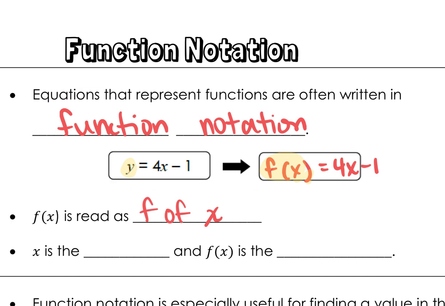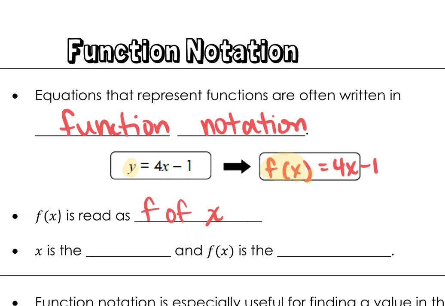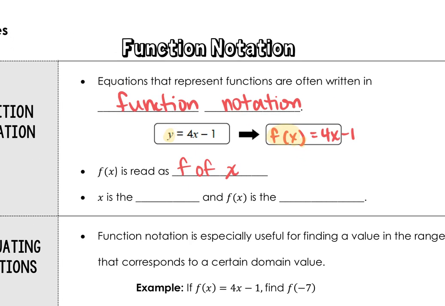F is not the only letter that could be used. It's the most common, but we could use g of x or h of x or m of x, whatever. It's just letters basically to name different functions. I'm going to name this linear function f, and then maybe I'll name this quadratic function h, so we'll know which one we're talking about. Are we talking about the linear or the quadratic, function f or function h? So it's basically just used to name different functions.